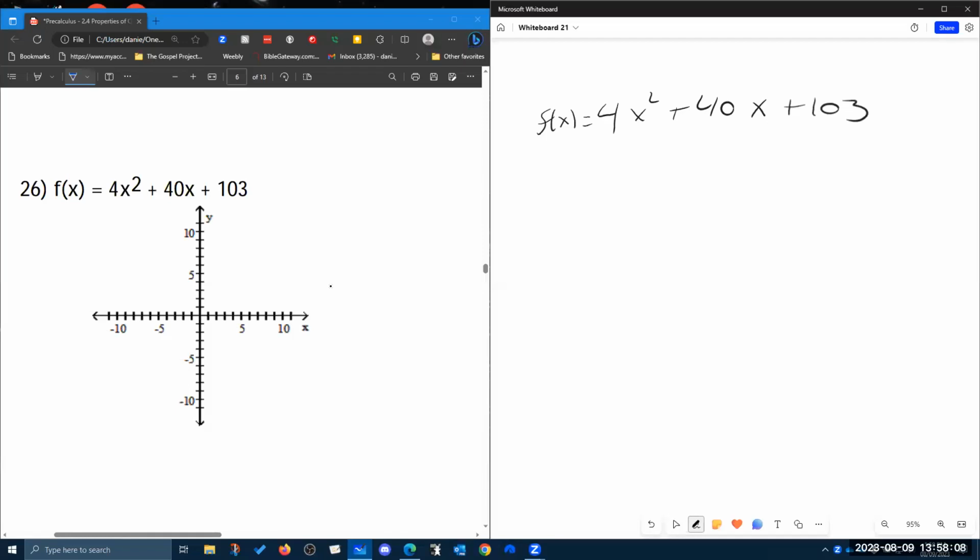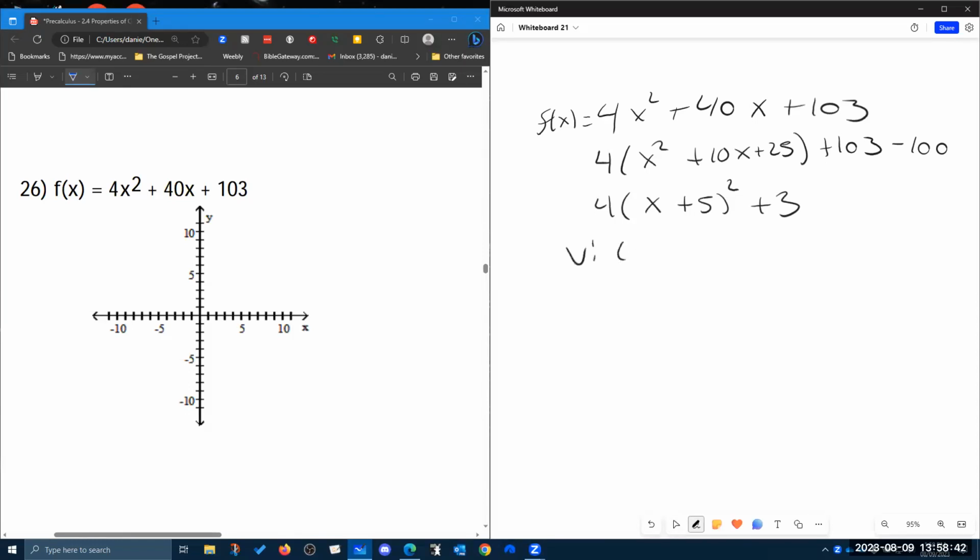Pretty sure that this is going to be a case where completing the square is going to be the best way to help me. Let's check it out here. Not always the right way, but half of this number squared is 25. When I subtract that, I'm subtracting 100. X plus 5 squared plus 3, okay, is going to mean that my vertex is at -5, 3.